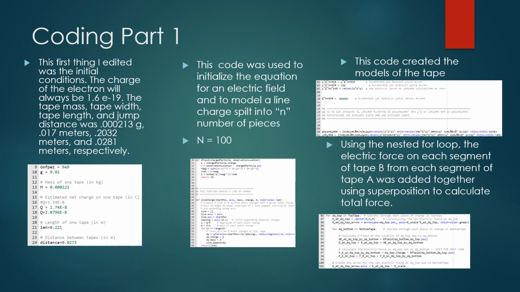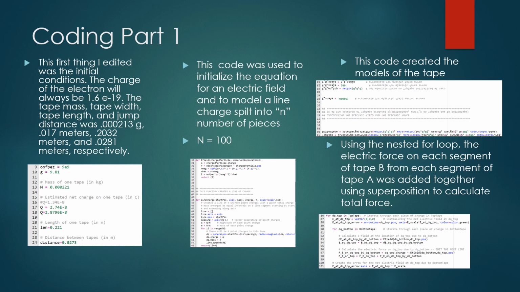Here's my code. Firstly, I edited the initial conditions so I could put in the charge, 1.6 times 10 to the negative 19th, the tape mass, the tape width, the tape length, and the jump distance between the two pieces of tape, as well as the distance. Also, this next piece of code was used to calculate the electric field and to split the tape into multiple pieces. This was used as opposed to the point charge.